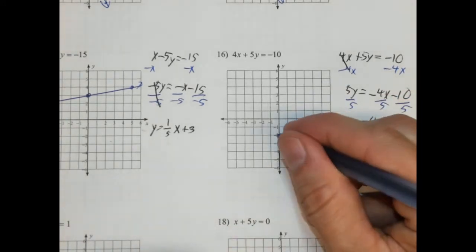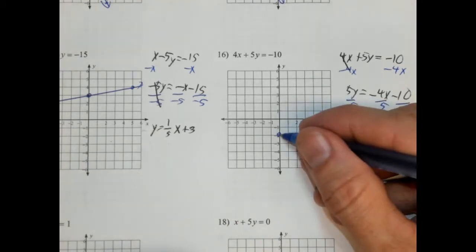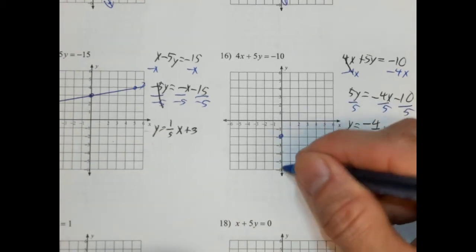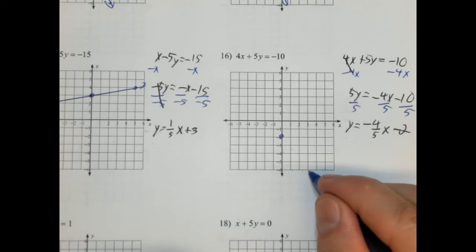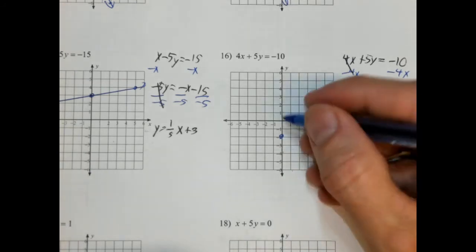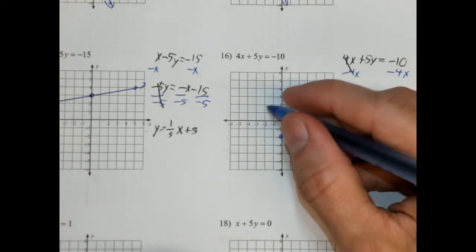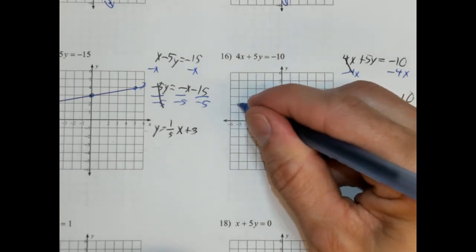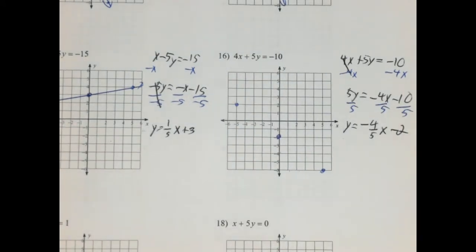Now we have negative 2 as our y-intercept, and then negative 4/5, so down 4. 1, 2, 3, 4, and then right 5. 1, 2, 3, 4, 5. We go up 4. 1, 2, 3, 4, then left 5. 1, 2, 3, 4, 5. Just like that. Okay.